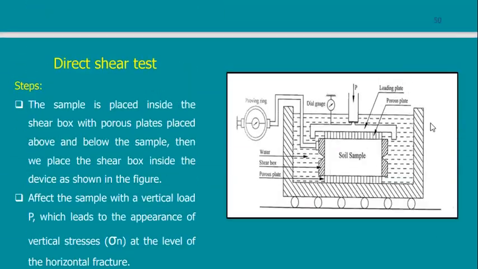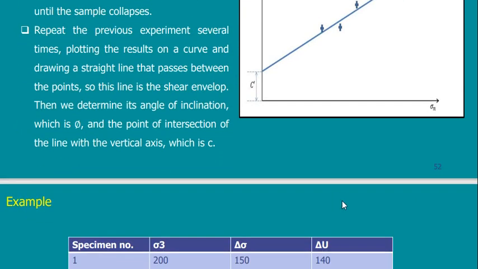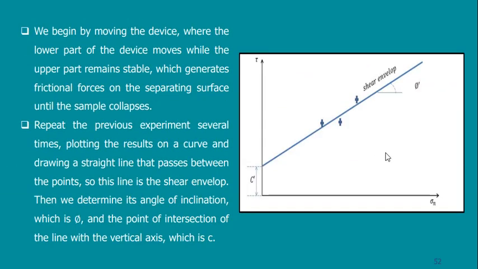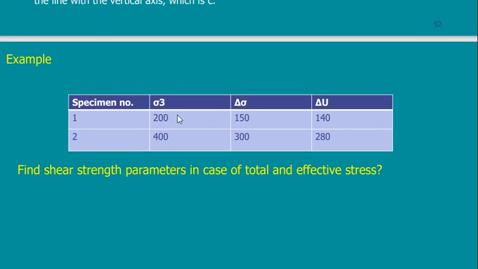I can also put water or not put water. If I put water, then I'm taking the effect of water. If I do not put water at all, then I'm not taking the effect of water. Anyway, so I may get C dash and phi dash, by making it a very slow test so that the sample would consolidate. This we'll discuss next lecture. But what we need to know here is that this is an example.